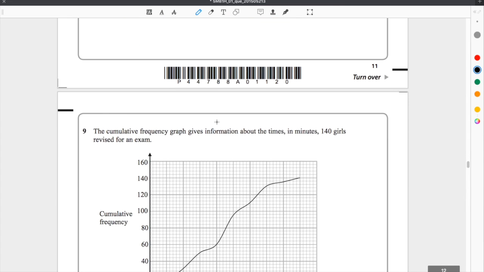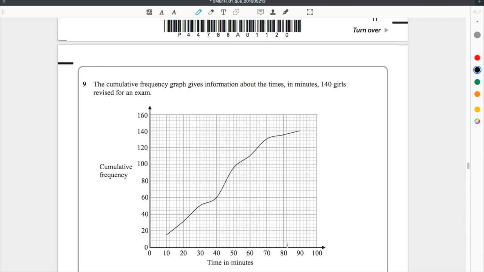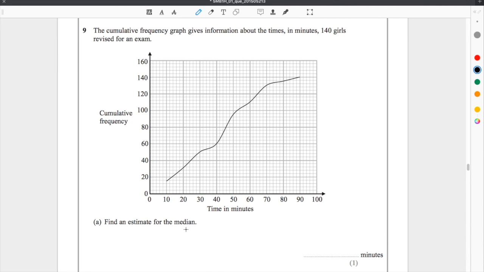And for question 9, the cumulative frequency graph gives information about the times in minutes of 140 girls revising for an exam. Find an estimate of the median. So again, a question that is relatively standard. We look at the highest value on the cumulative frequency diagram. The highest value is 140. Don't be fooled by the 160 there. Although the graph goes up to 160, the actual line only goes up to 140.